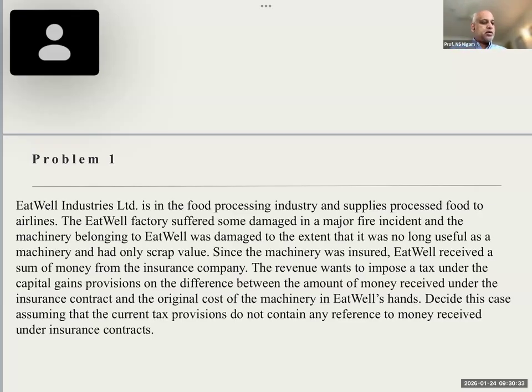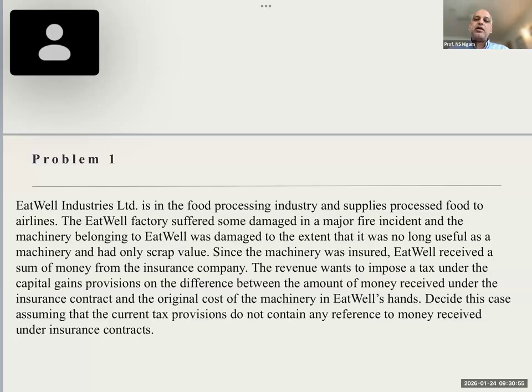Section 2, clause 47, where it says transfer in relation to a capital asset includes, and the first clause is very important, the sale, exchange, or relinquishment of the asset, or the extinguishment of any rights therein.